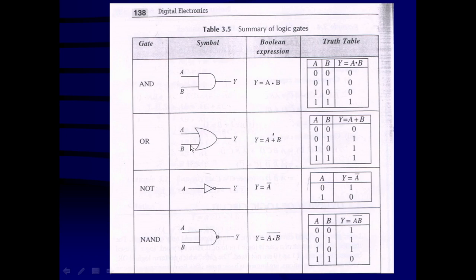The next basic logic gate is the OR function, that is called the OR gate. This is the symbol for the OR gate. Remember, there are two inputs A and B, output is going to be Y. And the logic operation or Boolean expression for this OR gate is Y equal to A or B, or A plus B you can write. The truth table of this one is given here. You can see that if any one of the inputs is high, then the output is high, or if both the inputs are high, then also the output is going to be high.